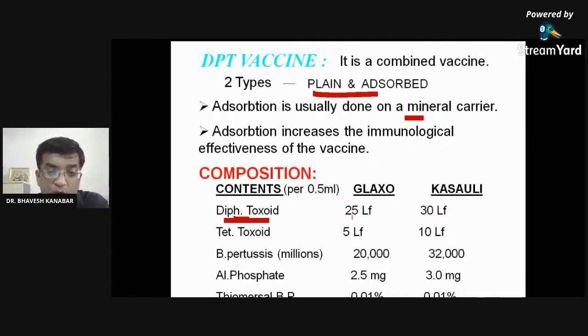You know that the Glaxo company is there. So 25 Loeffler units of diphtheria toxoid are there in the Glaxo vaccine, and in the vaccine made by Kasauli, there are 30 Loeffler units. Right? Tetanus toxoid is there, and pertussis, so it is DPT vaccine. The adsorbent is aluminum phosphate, right? And thiomersal is the preservative.